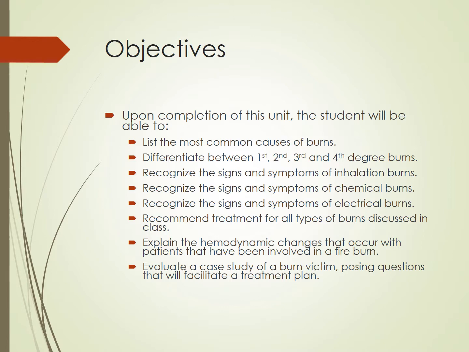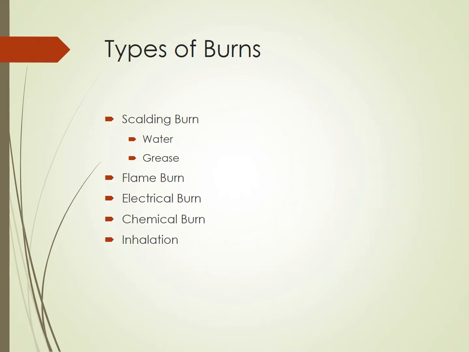Explain the hemodynamic changes that occur with the patients that have been involved in fires, and then I've already mentioned the last objective. So these are the types of burns that patients may encounter: a scalding burn, which could be water or grease, a burn from an open flame, a burn from an electrical source, chemical burns, and inhalation burns, which involve the upper respiratory tract.